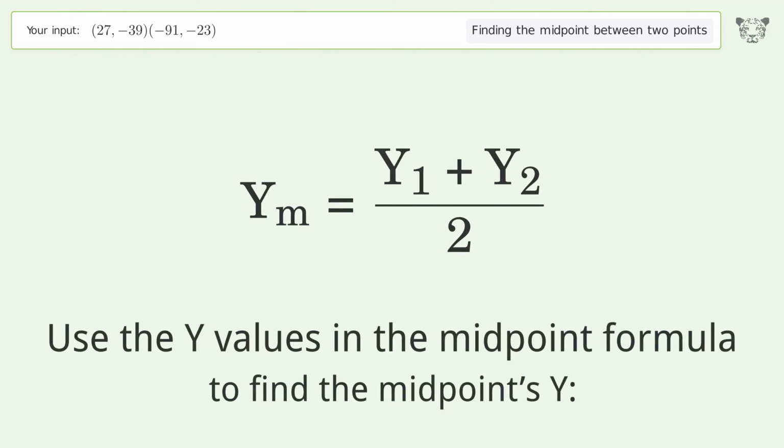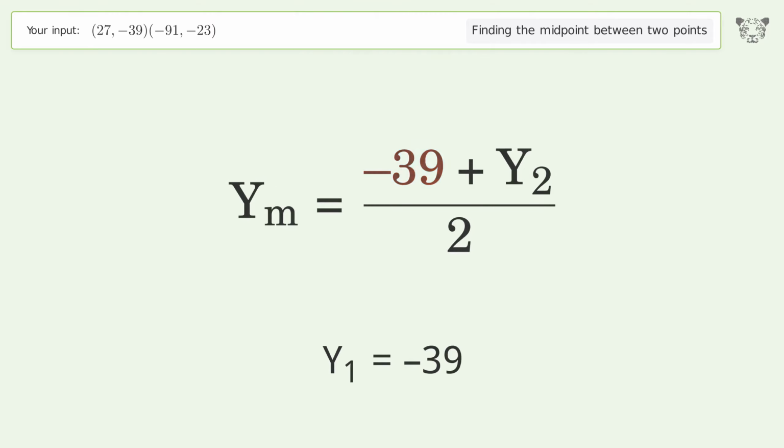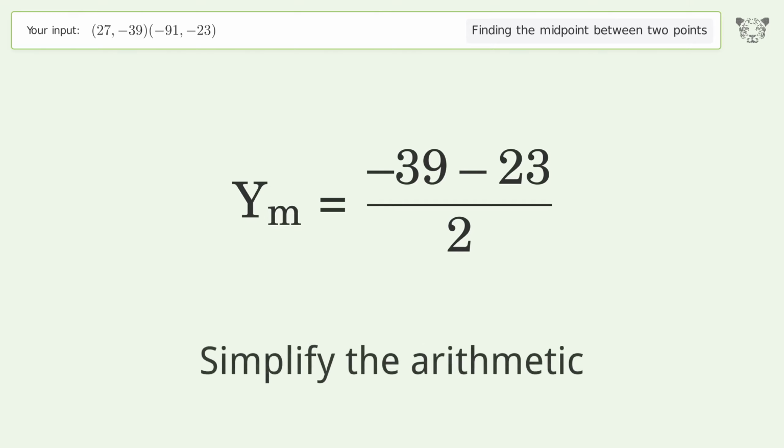Use the y values in the midpoint formula to find the midpoint's y. y1 equals -39. y2 equals -23. Simplify the arithmetic.